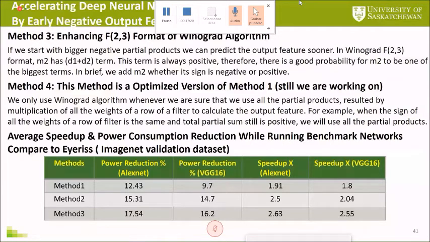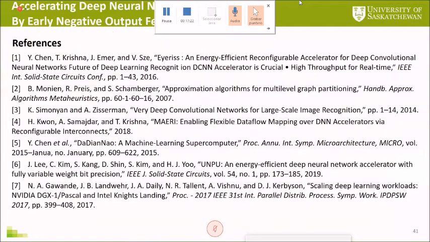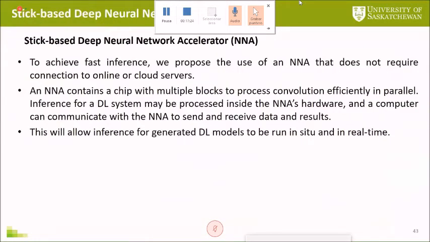The last one of the first part of my talk is a stick-based deep neural network accelerator. So this is a USB type. By plugging this in, the inference for generated deep neural network models can be run in situ and in real time. Nowadays drones are pretty popular, so we can use this in a drone so that it can generate the output right away using some communication channel.